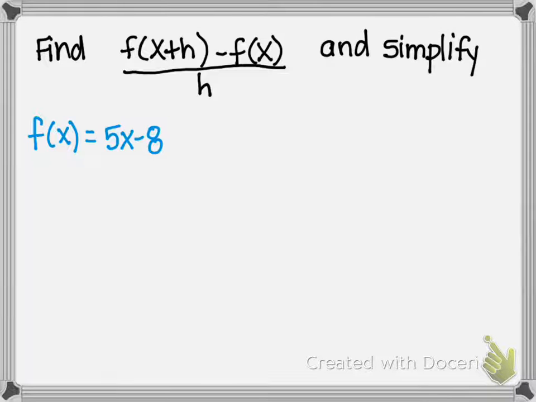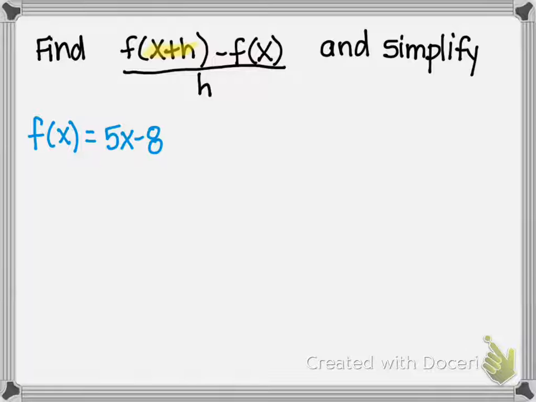Alright, so it's asked me to find the difference quotient, and it wants us to simplify. Given that f of x is 5x minus 8, that is telling me that I'm going to take x plus h and plug that into the x spot for my first piece. Then I'm going to subtract the whole function f of x, and then divide that by the letter h. Okay? So I'm going to go ahead and set that up so you can see it.